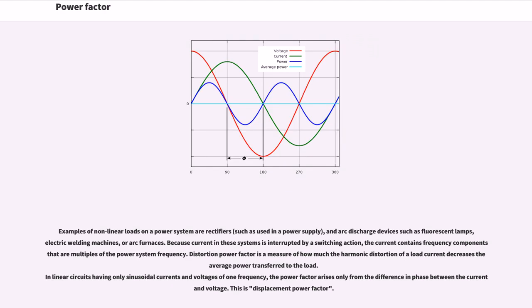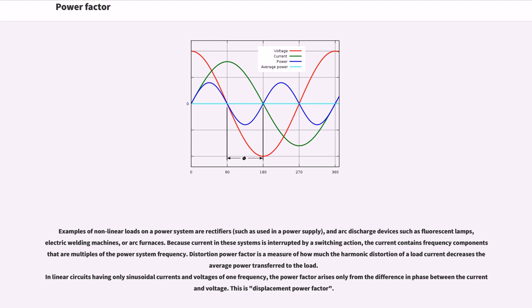Examples of nonlinear loads on a power system are rectifiers, and arc discharge devices such as fluorescent lamps, electric welding machines, or arc furnaces. Because current in these systems is interrupted by a switching action, the current contains frequency components that are multiples of the power system frequency.